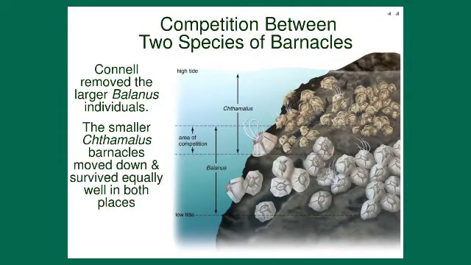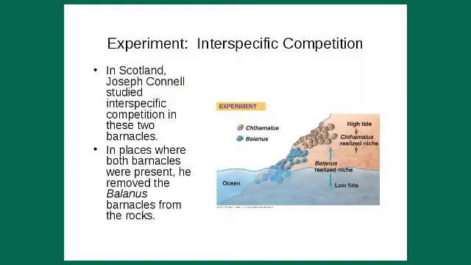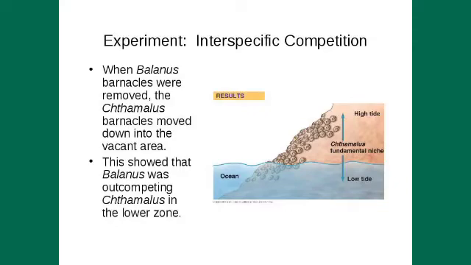Here, one of the field experiments was done by Connell, and it showed that the larger and competitively superior barnacle, called Balanus, dominates the area, and the smaller barnacle Chthamalus is excluded from the zone and restricted to a small area. So here, the Balanus was more superior, and they excluded the inferior Chthamalus, which was restricted to a very small area. So this is the example of competitive release.